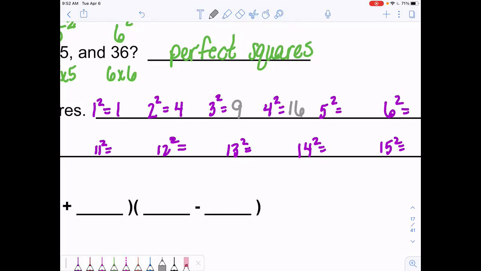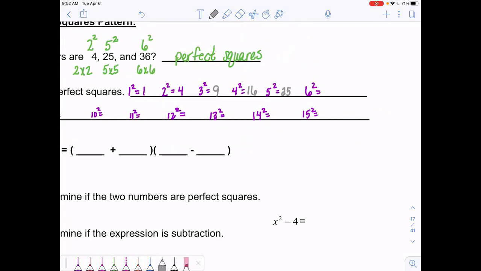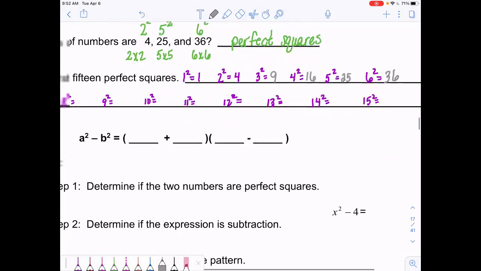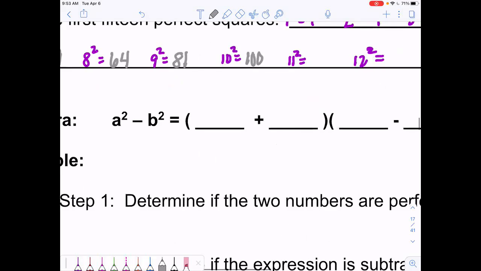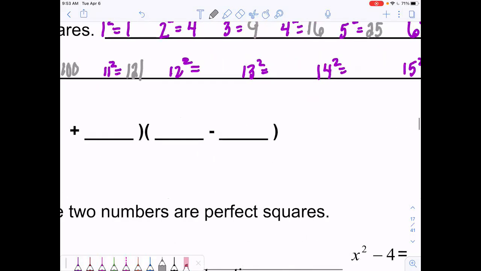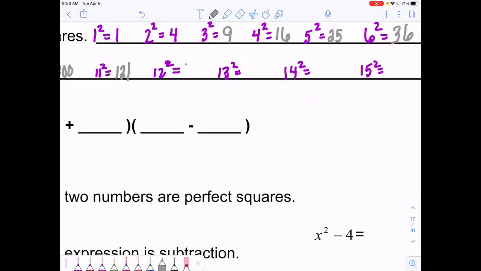So then 5 squared is 5 times 5, which makes 25. 6 squared is 36. 7 squared, 8 squared. Good. 9 squared, 10 squared, 11 squared. Right, 12 squared, 144.